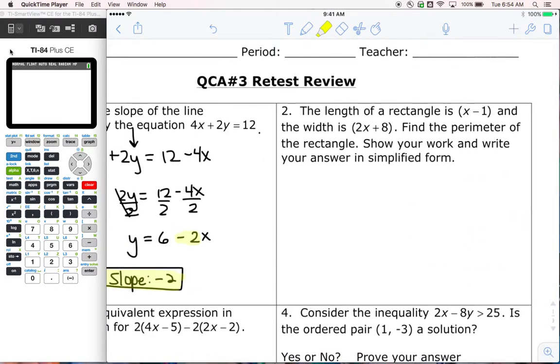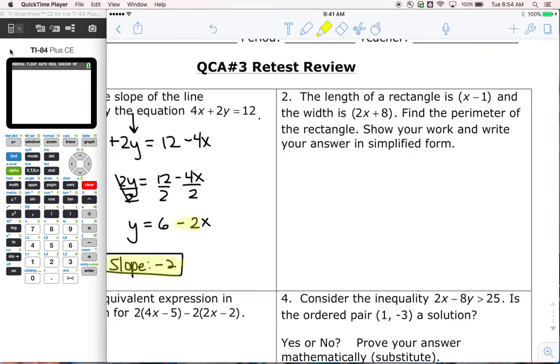Problem 2. The length of the rectangle is x minus 1, and the width is 2x plus 8. Find the perimeter of the rectangle. Show your work and write your answer in simplified form. There's a lot of ways we could do this. I think the way that always works is to actually write this thing out. Perimeter means I add up all 4 sides, so let's label these other sides here, and now I have all my sides and I just have to add them up.